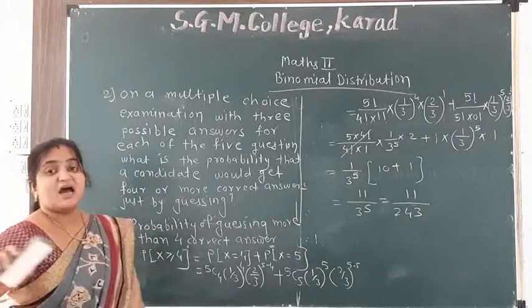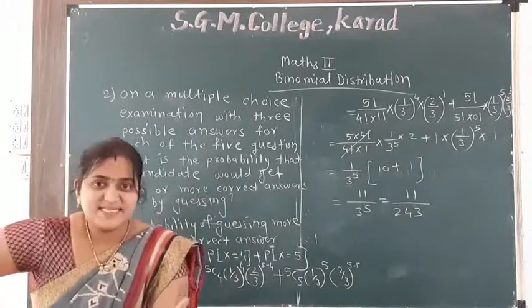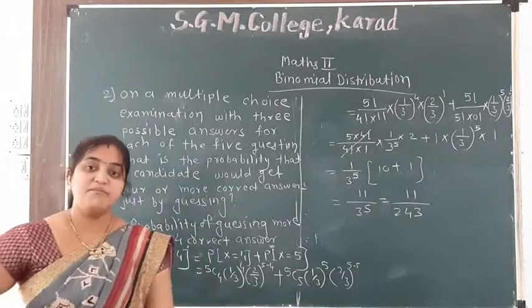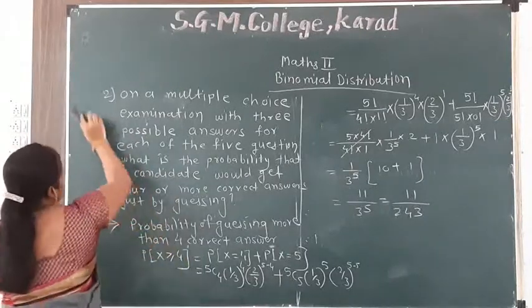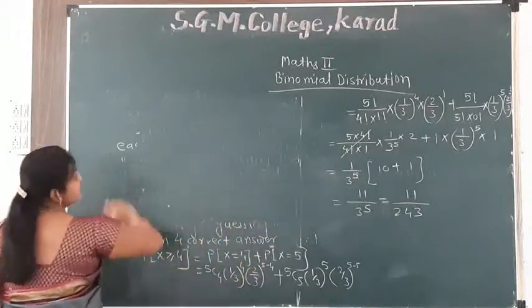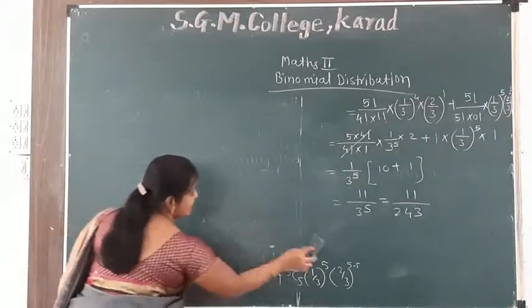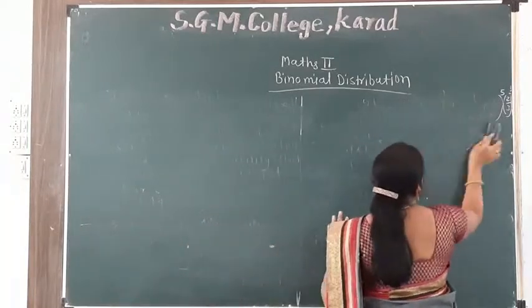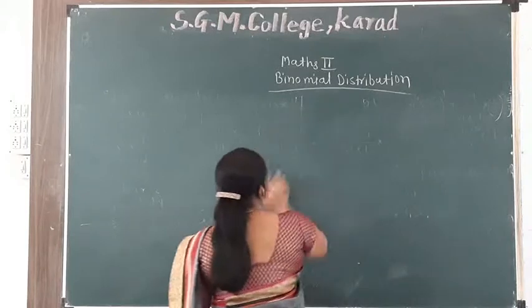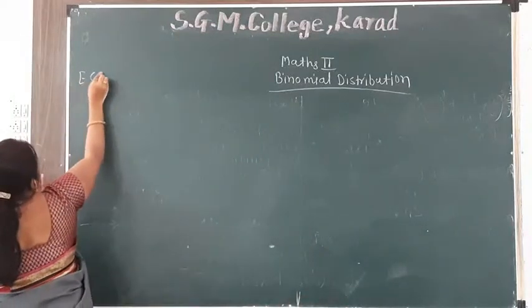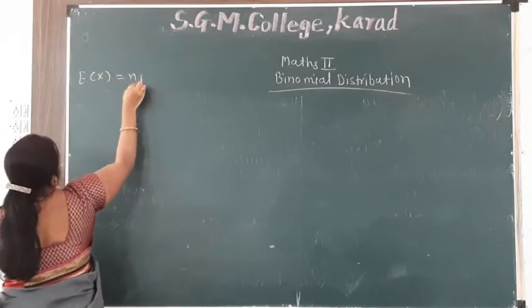Now we start the problem which depends on the mean, variance and standard deviation of the binomial distribution. So first we check the formulas. What is the formula of mean? What is the formula of variance? And what is the formula of standard deviation? So the mean of the binomial distribution, the formula is E of x is equal to n multiplied by p.